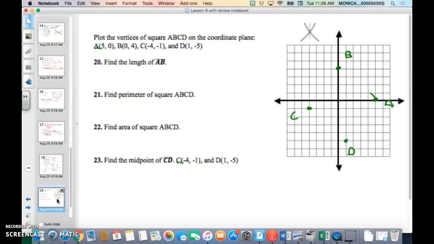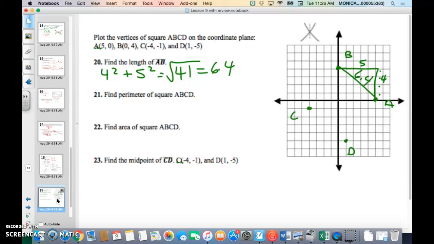Okay. Now the question is find the length of AB. Well, that's easy enough. You're just going to draw your right triangle. This is 1, 2, 3, 4. 1, 2, 3, 4, 5. So it would be 4 squared plus 5 squared, which is 41. And then the last step is to take the square root, which is 6.4. So I know that this side right here is 6.4.